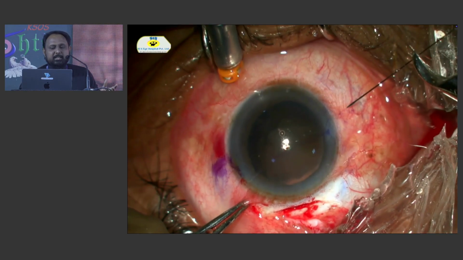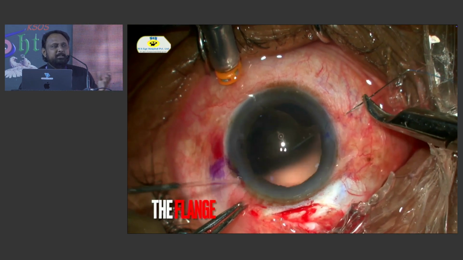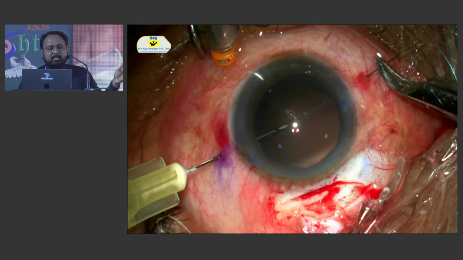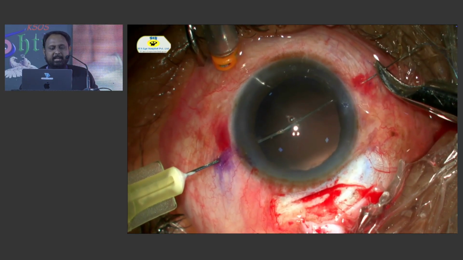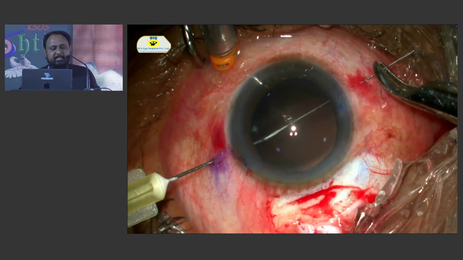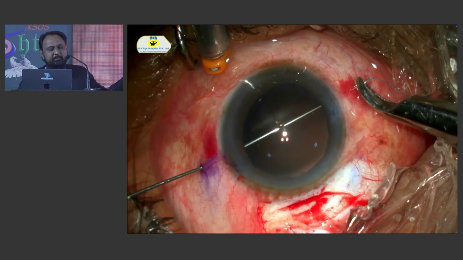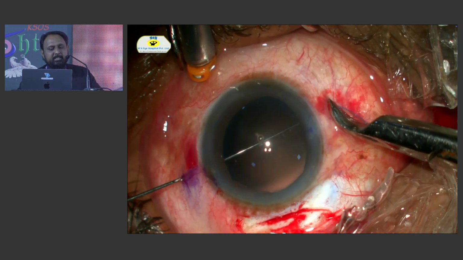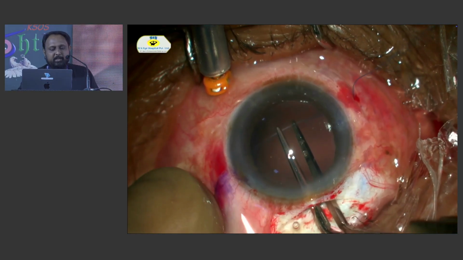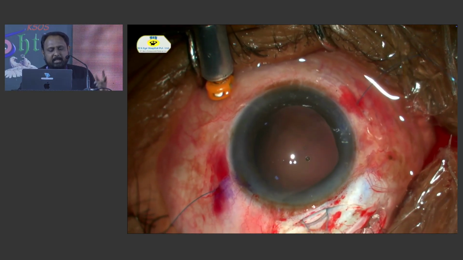One of the other options that we have is the flange technique. This is a slight modification of various techniques. Here we use a 9-0 Prolene needle. Again, the 180 degree marking is very important, and 1.5 mm away from the limbus, we thread the needle, railroad it, and bring it to the other side. Basically this thread now dissects the eye into two halves. Just go in, pull the suture out, and then cut it.